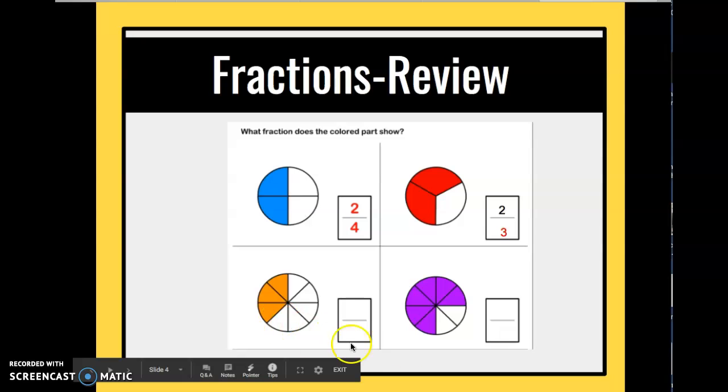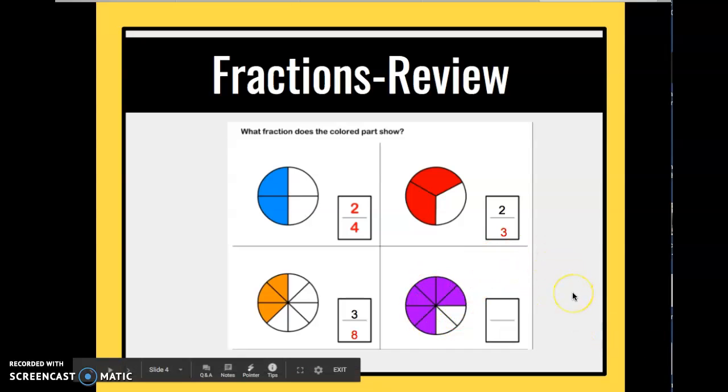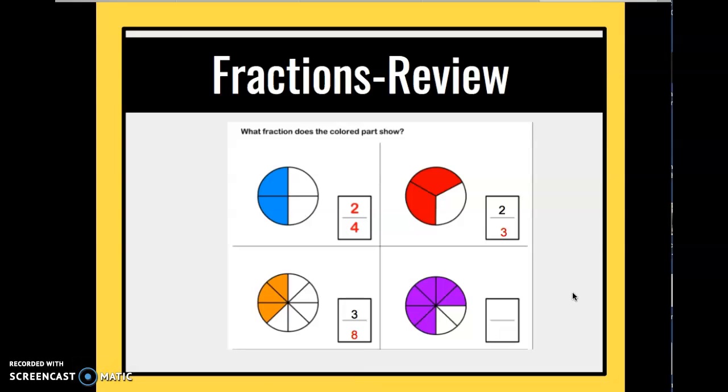Looking at this next shape, it is divided into how many equal parts? It is divided into 8 equal parts. How many parts are shaded? 3. We say that 3/8 of this shape is shaded. Looking at this last circle, this is also divided into the same equal parts. How many equal parts? 8 equal parts. How many parts are shaded? 6 parts are shaded. We say that 6/8 of the shape is shaded.